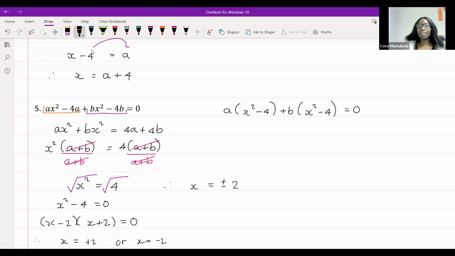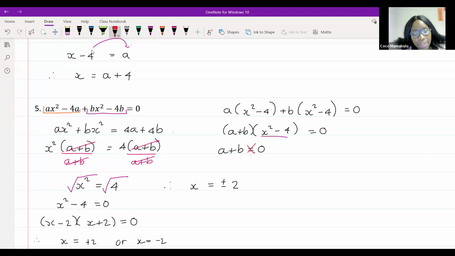So on this side, I'm going to then group. I'm going to take out a plus b and x squared minus 4 is equal to 0. Now, most of us should get stuck here because from here, we're not all sure what to do, right? But remember, the thing that we want is actually that. Even if we say a plus b is equal to 0, we don't care about this answer because we're not solving for a plus b. We're going to solve for x squared minus 4. So we can say a plus b is equal to 0 or x squared minus 4 is equal to 0.